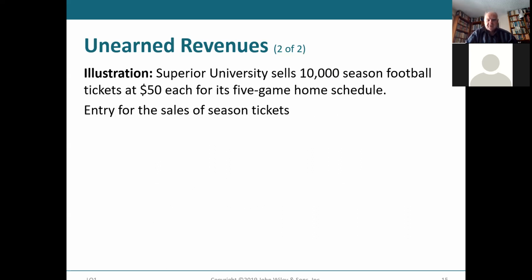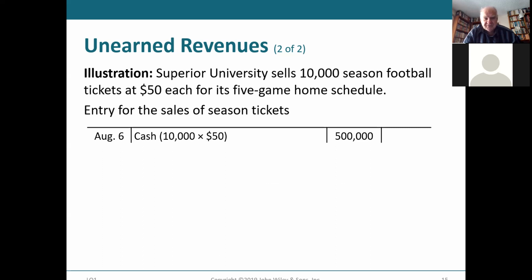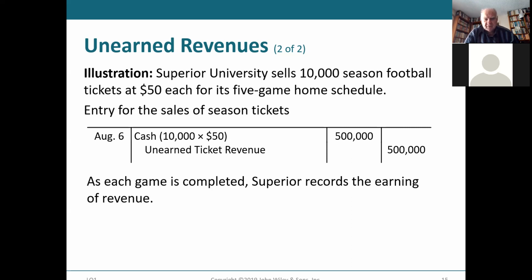Superior University sells 10,000 season football tickets at $50 each for its 5-game home schedule. Oh, Superior University, they're a powerhouse, I understand. So it's 10,000 times $50. There we go. They sold $500,000 worth of tickets, 10,000 times 50. You debit cash, credit unearned ticket revenue, which is a liability account.